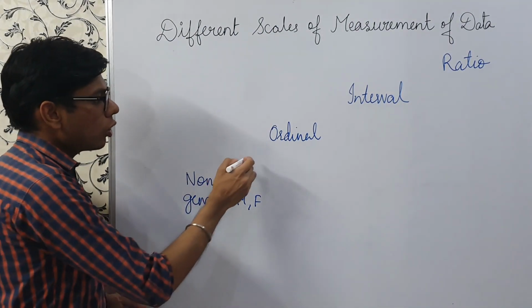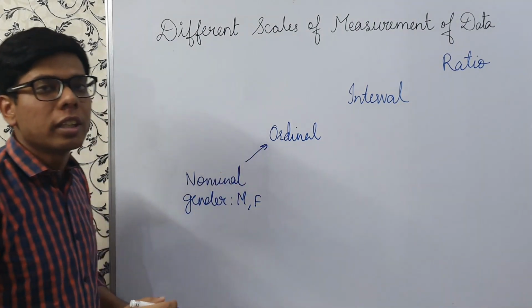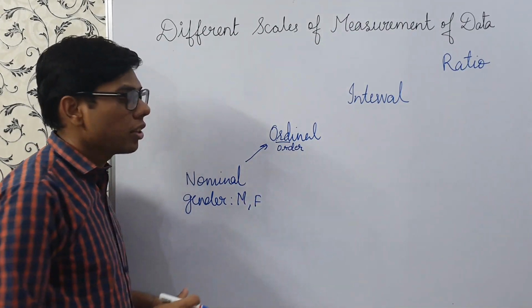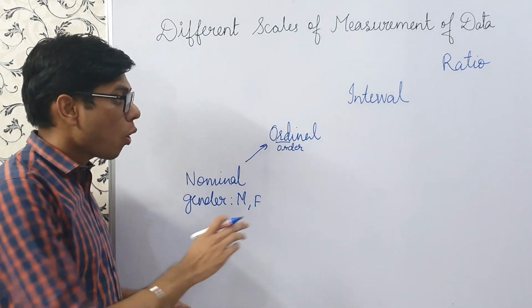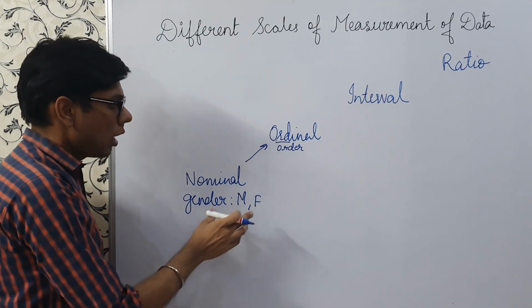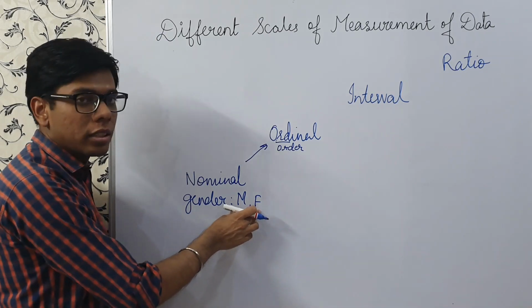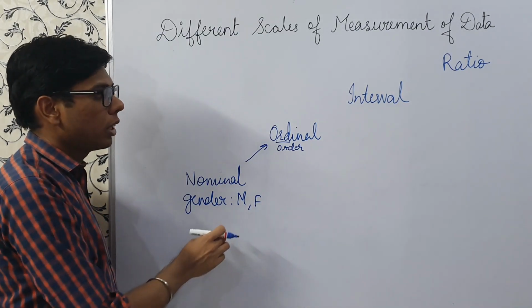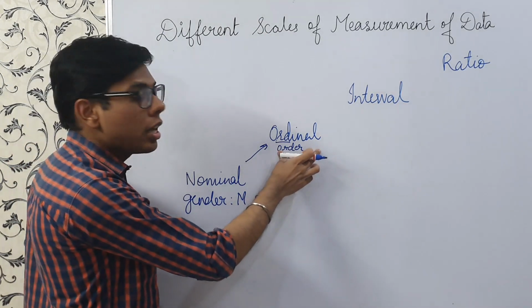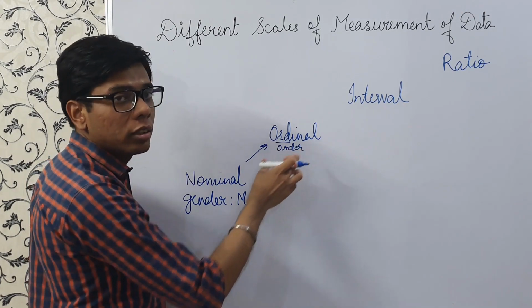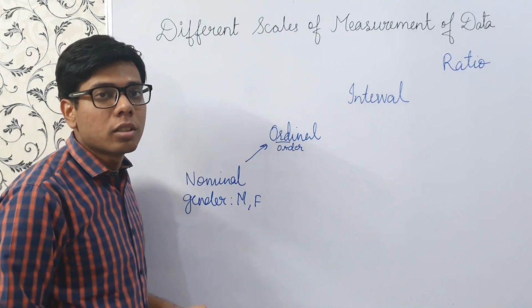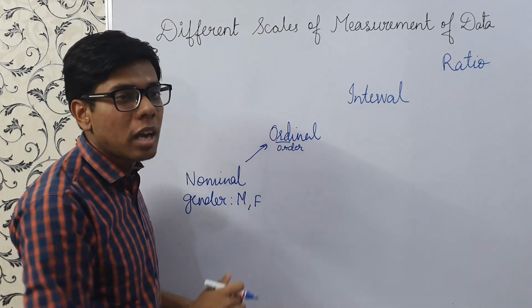Right? On top of it we have the ordinal variable. As the name suggests, there is some order between the categories. Here, in nominal, the categories do not have any order between them. But in the ordinal variable, there is some predefined order present in the categories. We'll study this through an example.